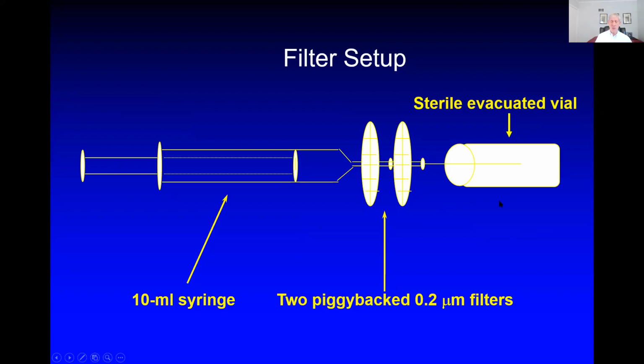So this is the filtration setup. Kind of sorry it's sideways, but I think you'll get the point. We take the sulfur colloid, put it in a 10 milliliter syringe, and we push it through one or two piggybacked filters. These two filters are 0.2 of a micrometer pore size or smaller. So what is collected in this sterile evacuated vial is clear and colorless, but the particles are there. They're just so tiny that you can't see them with your eye. It doesn't look cloudy at all like sulfur colloid typically does.